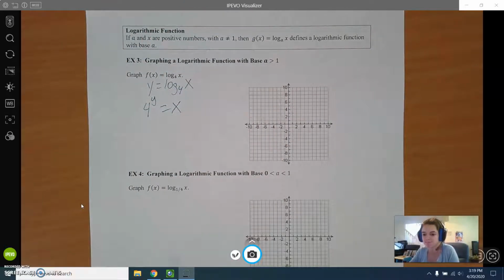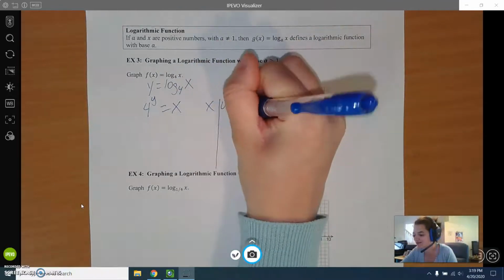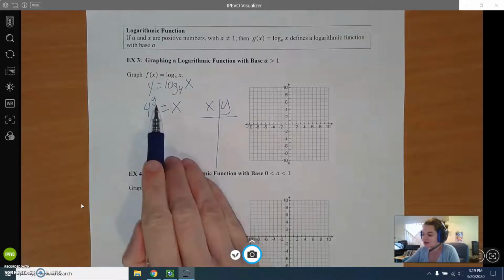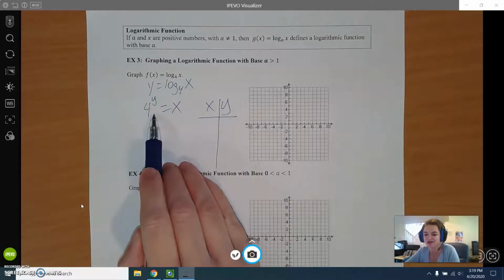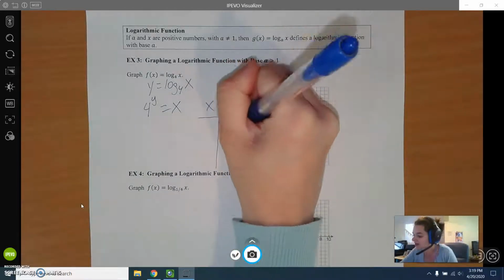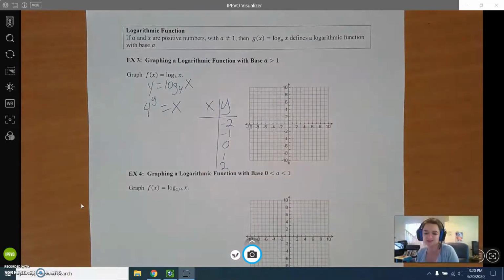Okay? So when I'm filling out a nice little x, y table, usually I start out with some x's, but this time I'm going to start out with y's, because the y's are in the middle of my function right now, okay? So how about we start out with some y's of -2, -1, 0, 1, and 2. Just some nice easy values to start out with.